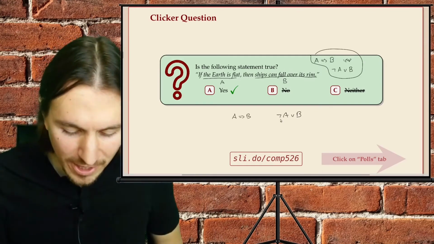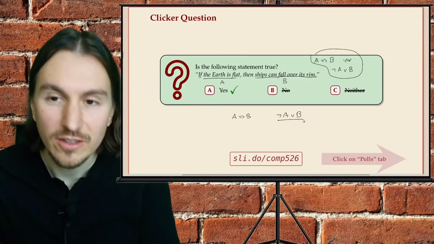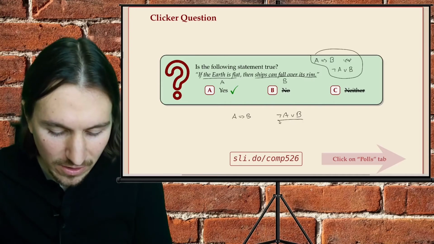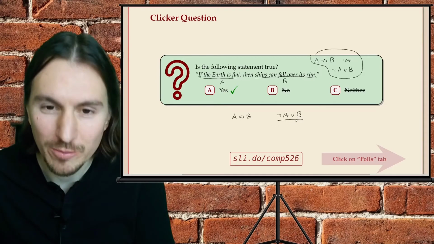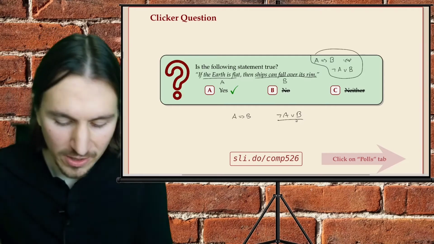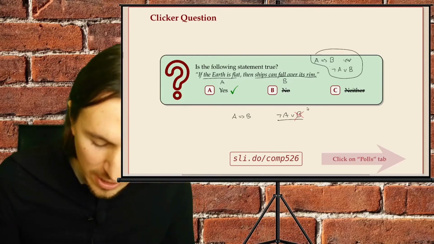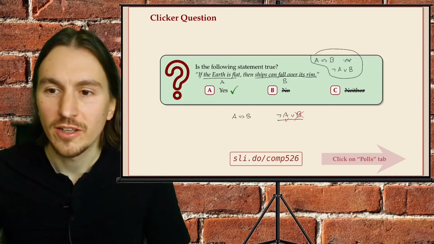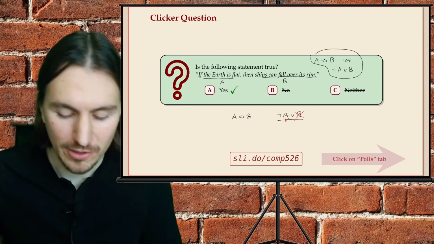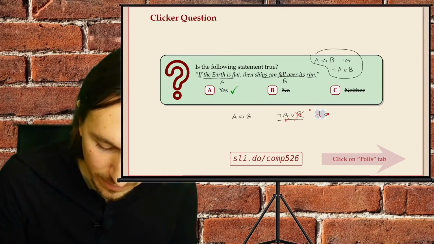Now we can read out what that means in English. It says, the Earth is not flat or ships can fall over its rim. Well, this is clearly not true, but this is true. And because it's an or in between, the overall thing is true.